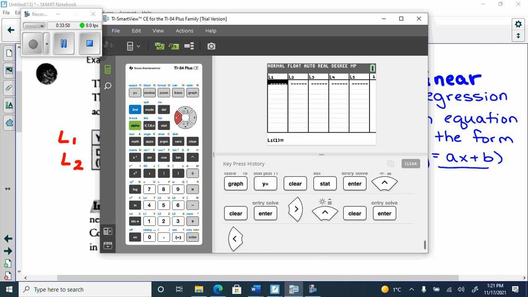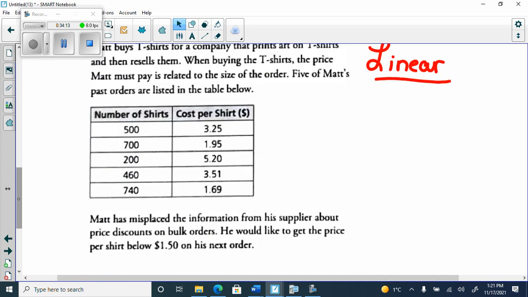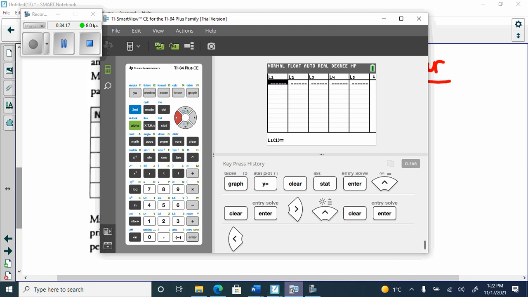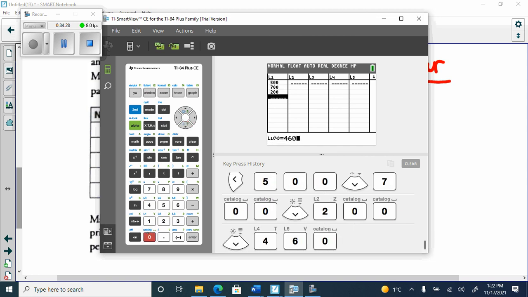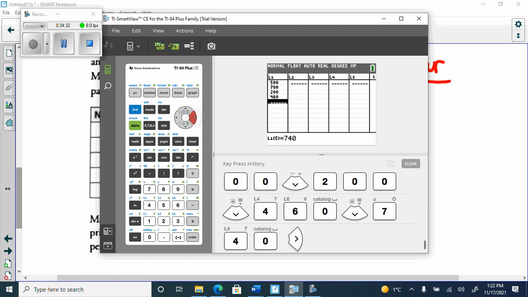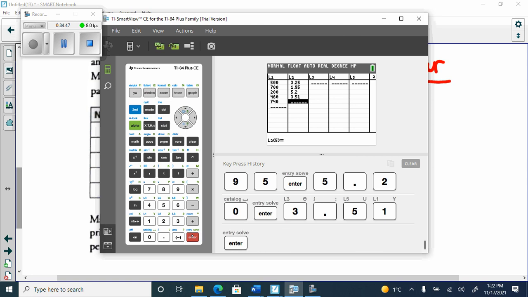Now we're on the second example, which says Matt buys t-shirts for a company that prints art on t-shirts and then resells them. When buying the t-shirts, the price Matt pays is related to the size of the order. 5 of Matt's past orders are here. Here's your list 1, here's your list 2. It's linear. So what I want you to do right now is get those into your lists. So stat, edit, we'll start typing them in. It does make a difference if you're not accurate and write the wrong decimal. So make sure that you don't rush and make an oopsie. If your equation doesn't match someone else's, it's because one of you typed them in wrong.